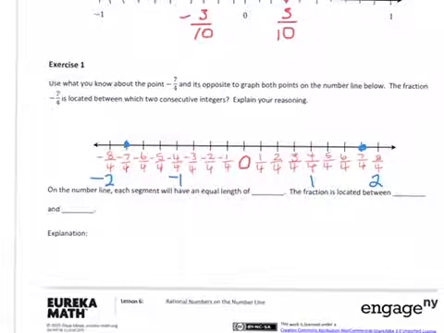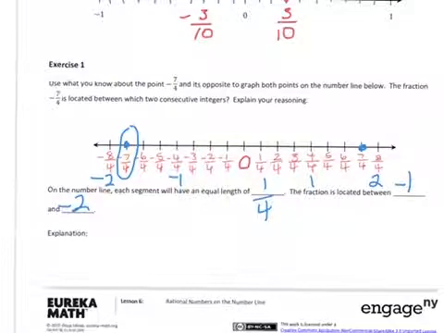And it says here on the number line, each segment will have an equal length of 1/4, and the fraction 7/4 and -7/4 is located between blank and blank. So over here we're focusing on -7/4, which on our number line is located between -1 and -2, which we understand because on the positive number line on the right side, 7/4 is sitting between 1 and 2. We can see it's right here. So it would only make sense that on the negative side, it's sitting between those opposites. It's sitting between -1 and -2.